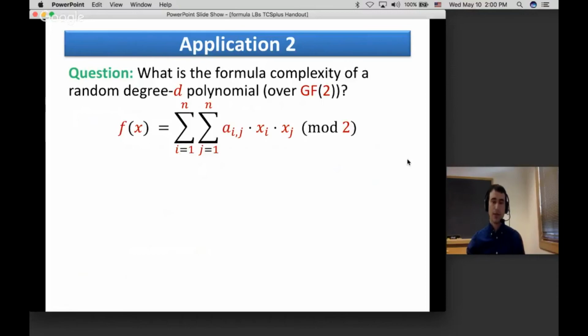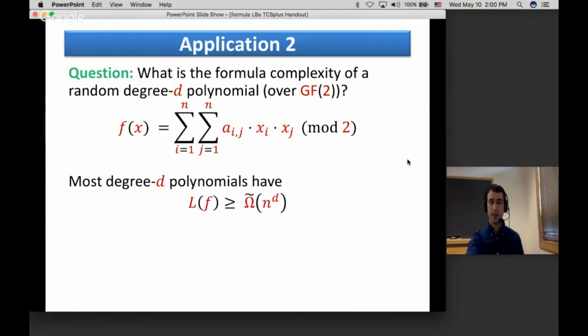So for example, a degree 2 polynomial is simply this sum over i's, sum over j's, a_ij x_i times x_j modulo 2. And think of this a_ij as picked uniformly at random. So again, since we have n to the d parameters here, most degree d polynomials will require size n to the d. This is a simple counting argument.